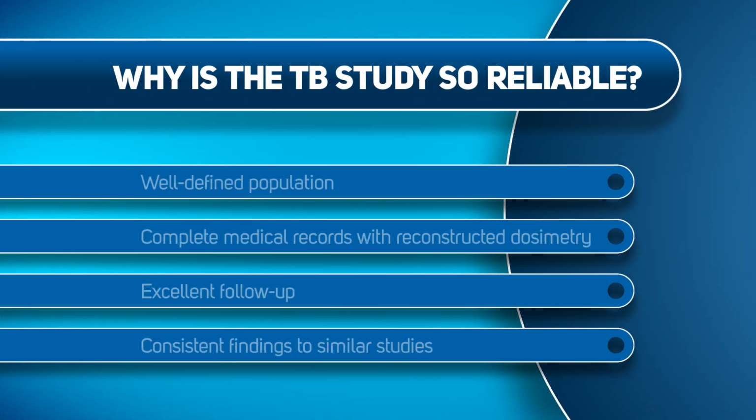So why is the TB study so reliable? The population is very well defined. We had access to all the records in Massachusetts from all the tuberculosis sanatoria. And we focused on the children and teenagers, but also included all adults. We had complete medical records and manually counted all the fluoroscopies associated with lung collapse treatment. We spent months in the sanatoria doing so.